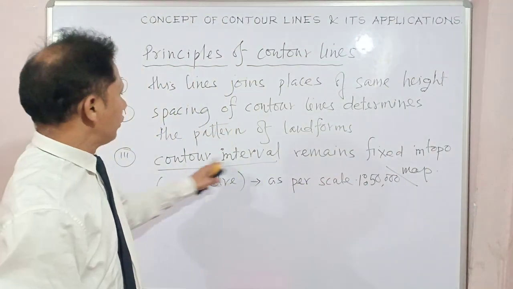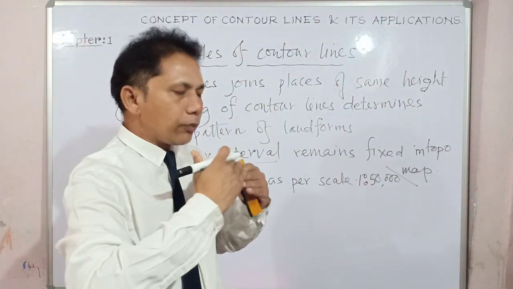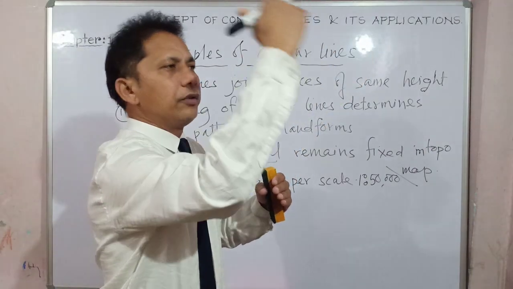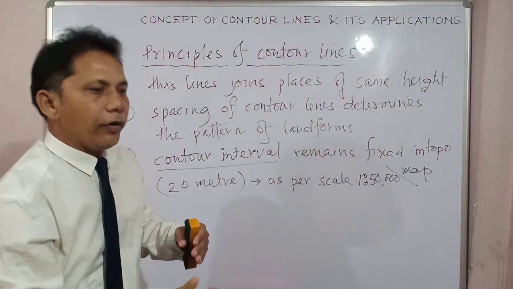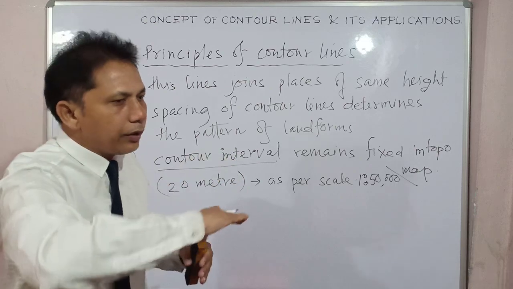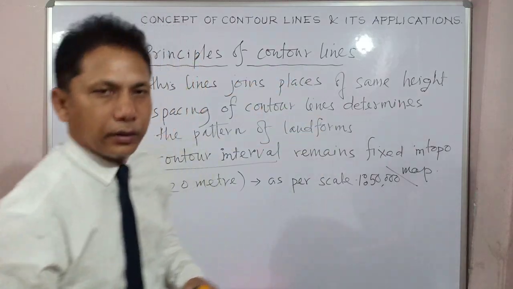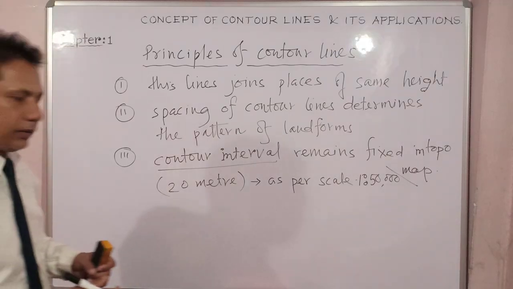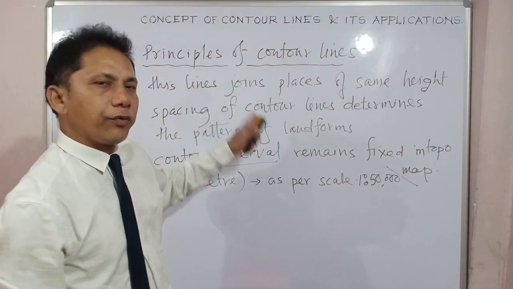On that map, the contour interval is 20 meters, which remains fixed. So 20, 20, 20, you have to go upslope ascending, and 20, 20 meters you have to come down while counting the contours towards the down valley, right? That way you have to count the elevation or the angle of inclination of the height of different places. I hope you are getting things right. These are the basic principles.